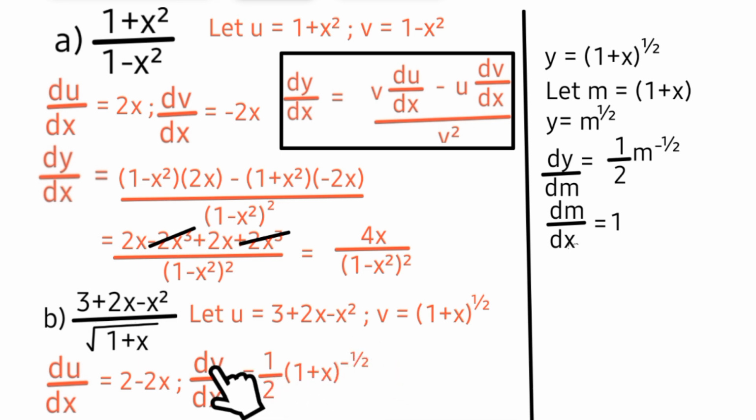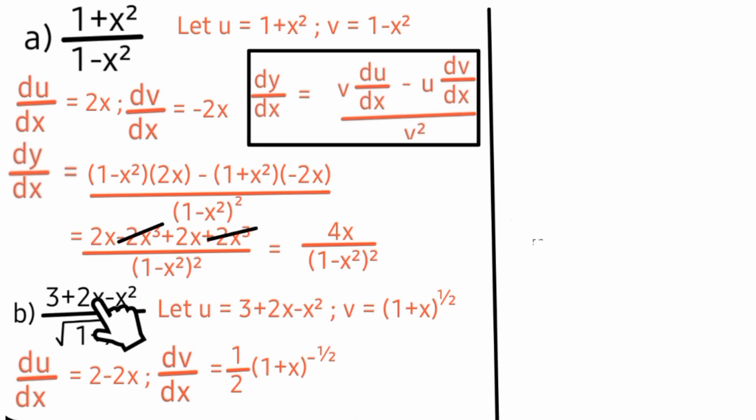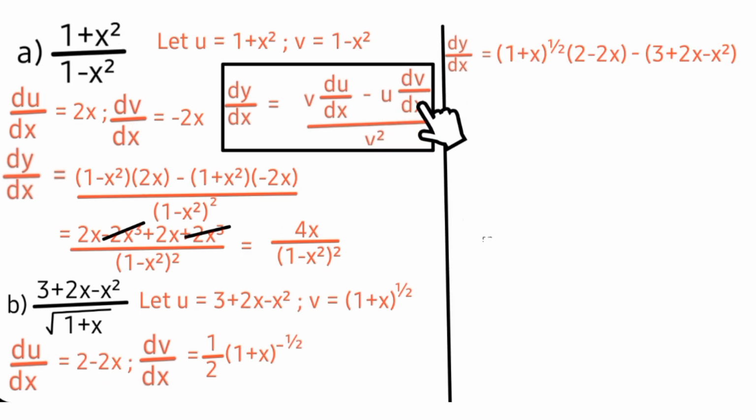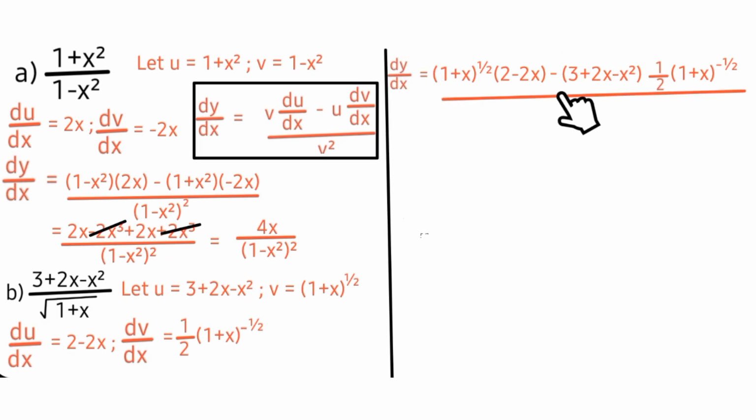Therefore, our dv by dx is equal to 1 over 2, 1 plus x, all raised to power minus 1 over 2. Now, let's get the derivative of this quotient using our formula. We have V times du by dx minus U times dv by dx, divided by V squared.